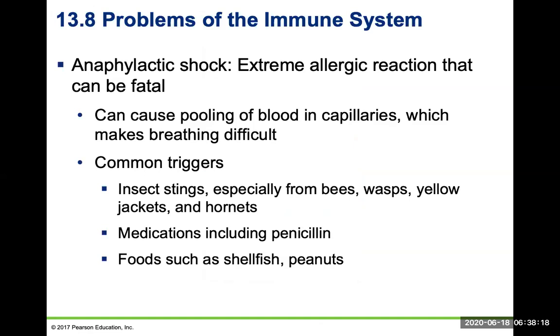Anaphylactic shock is another problem of the immune system. It's an extreme allergic reaction that can be fatal. It can cause pooling of blood in capillaries, which will make breathing difficult. Common triggers can be insect stings, if you're allergic to insects, some sort of medications, penicillin. Some people are allergic to sulfur medications, or even foods like shellfish, and peanuts is the big one with kids right now.